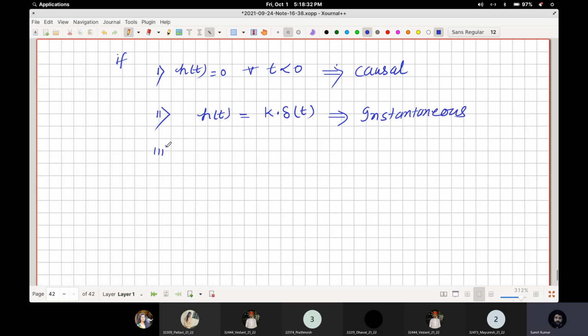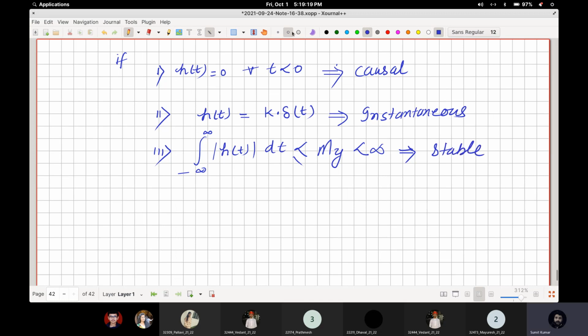And the third one, which is the most important: if the integral from minus infinity to infinity of the mod of h(t) dt is less than or equal to some constant M, which is less than infinity, meaning it turns out to be finite, then the impulse response is absolutely integrable. If the integral of the absolute value of the impulse response from minus infinity to infinity is finite, then the system is stable.